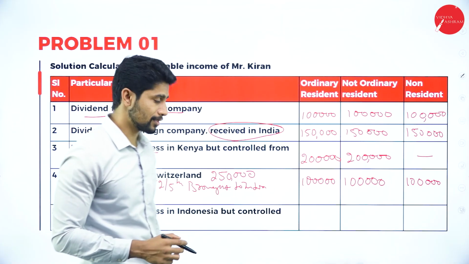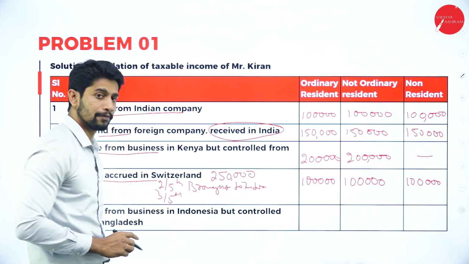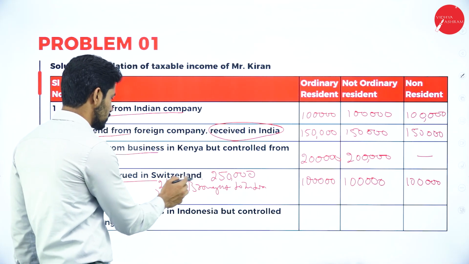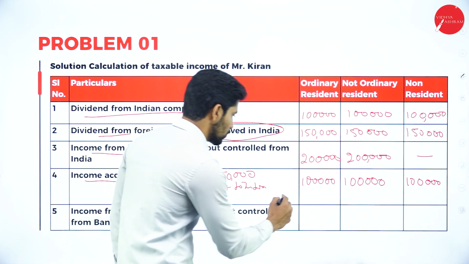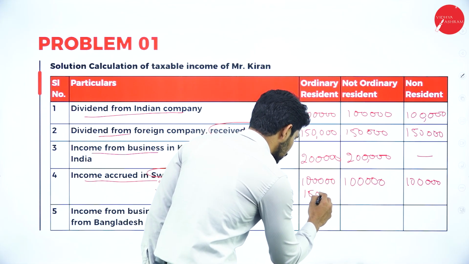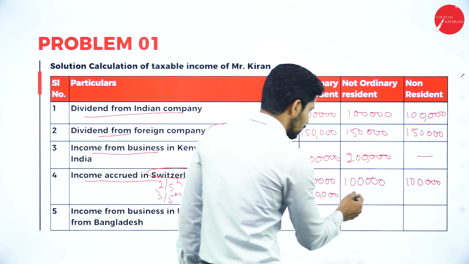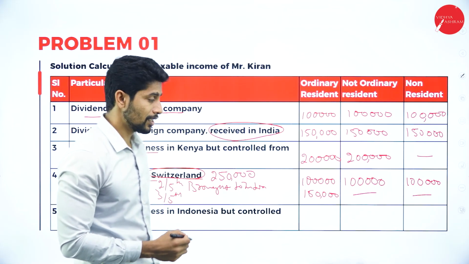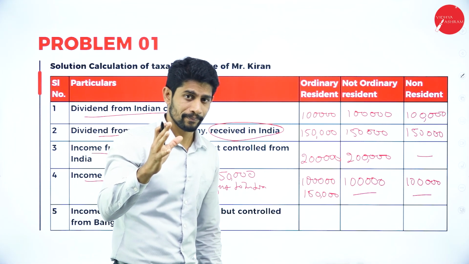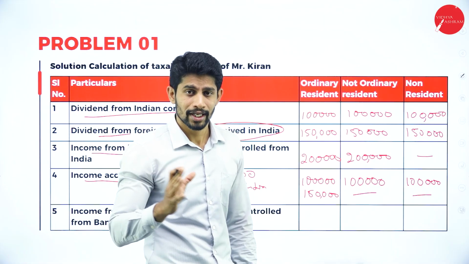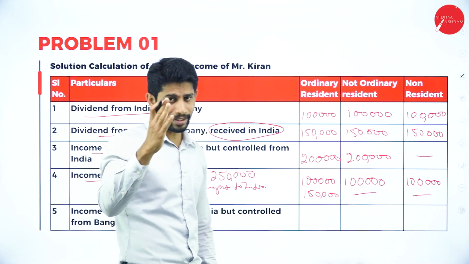I hope all of you got this. Next, the remaining 3 by 5th. It is received in Switzerland itself and not brought to India. What is 3 by 5th of 2,50,000? It is 1,50,000. It is taxable only in the first residential head. In the remaining two heads it is nil. It's a foreign income, but not a foreign business. If it is foreign other than business, the treatment is taxable, not taxable, not taxable.